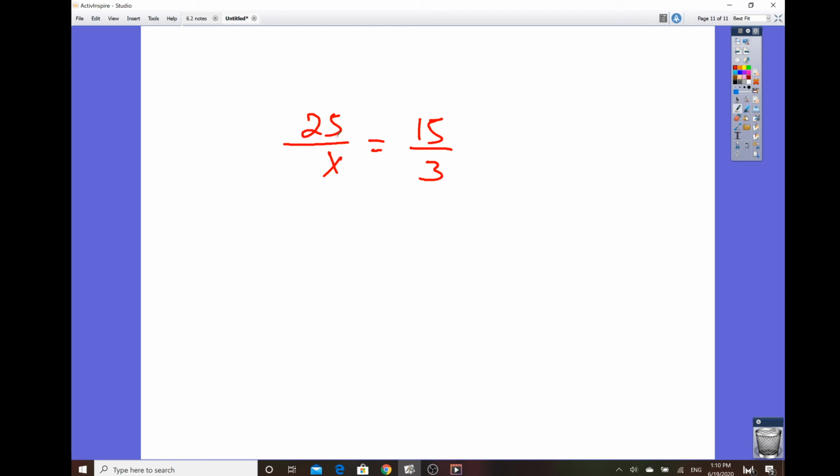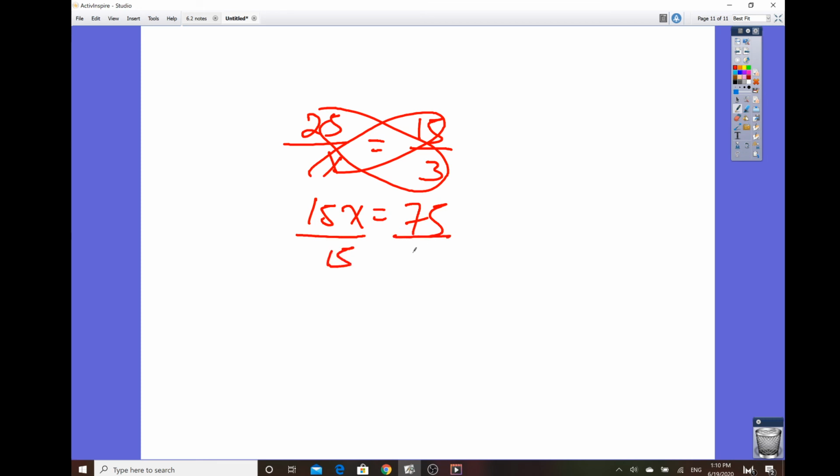Again, it's all about the comparison of the segments. So this one obviously you can cross multiply. Or, well, let's just cross multiply it out first. So this one is 15x, so that equals 75. Divided by 15, we get x equals 5.